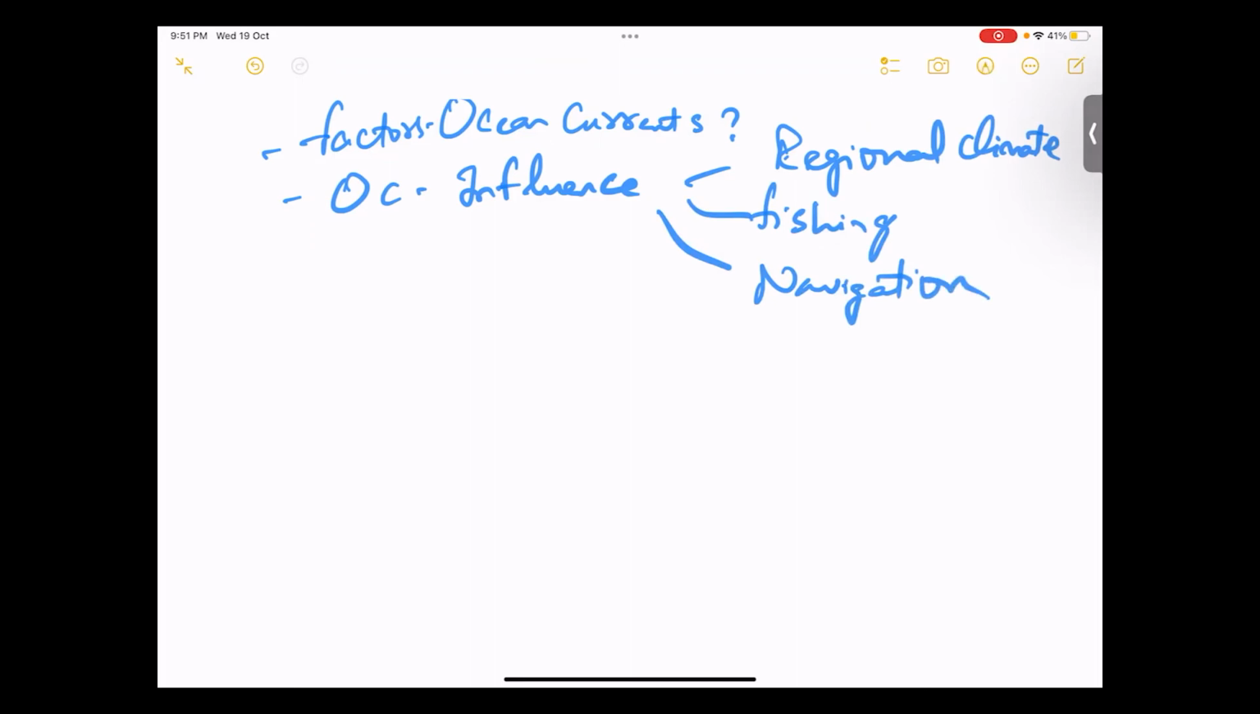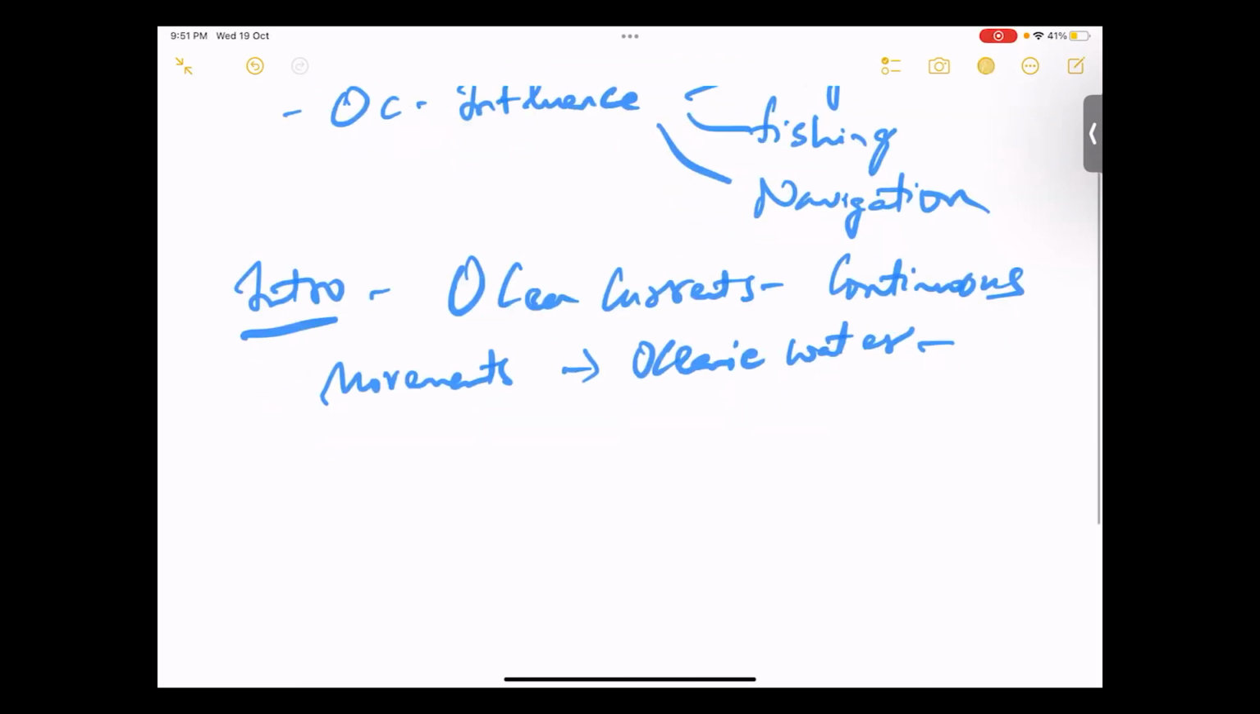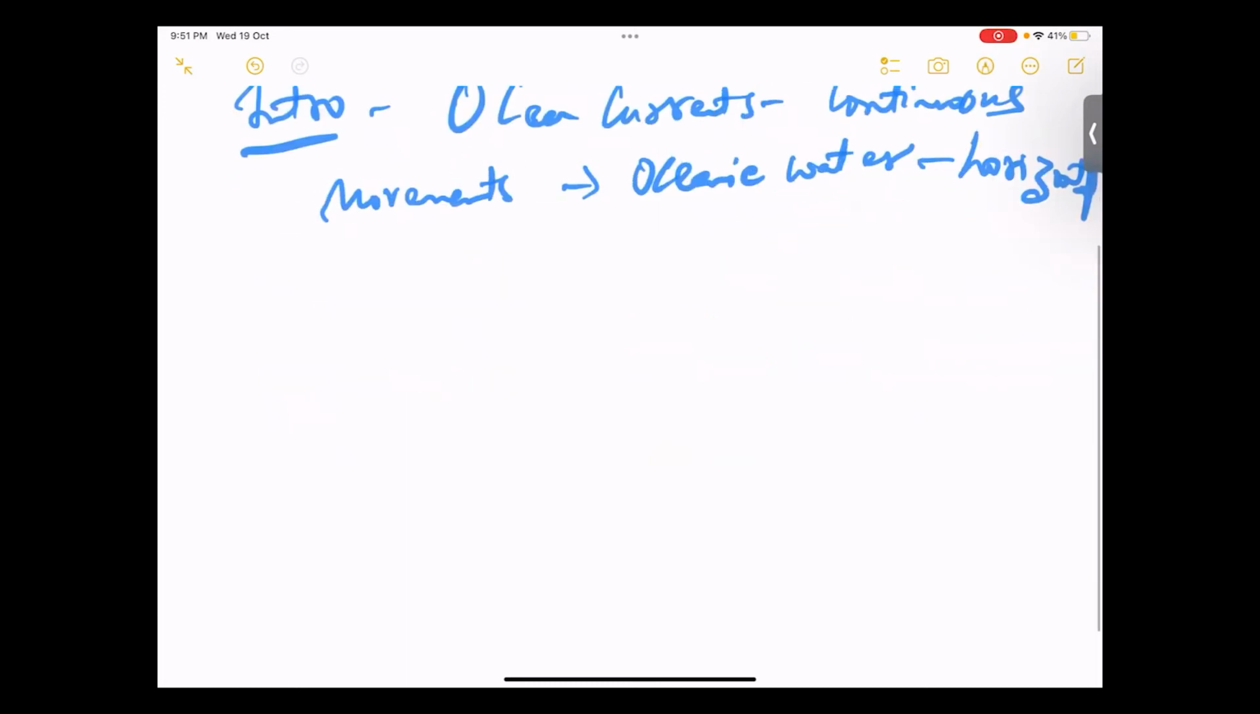Then there is a possibility that you will not miss any part of the question. So, introduction with the definition of ocean currents. What are ocean currents? They are continuous movements of the oceanic water. Generally, they are horizontal movements, and they are continuous in nature.